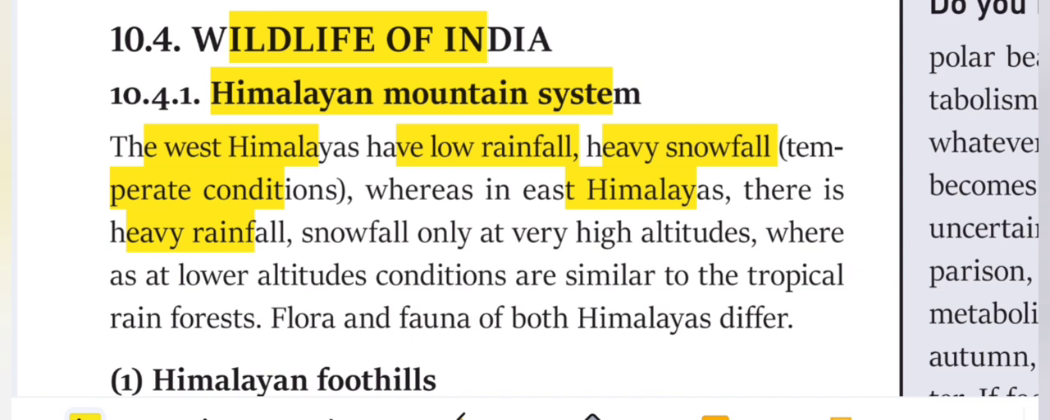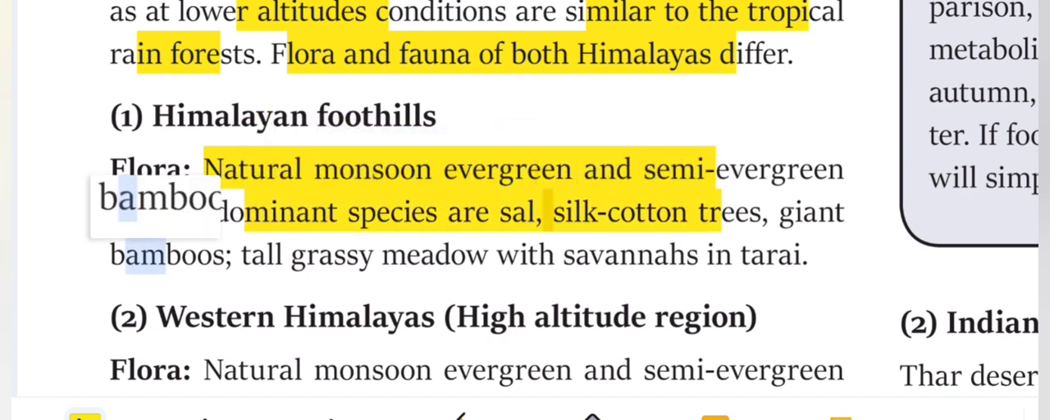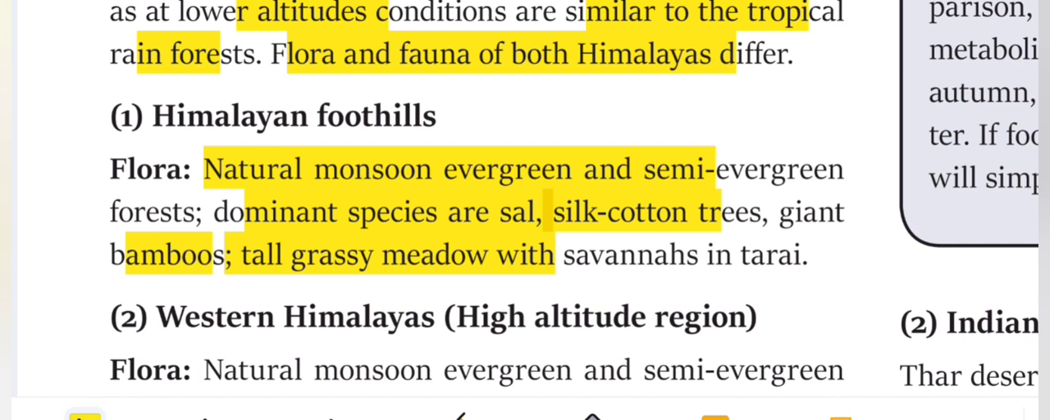So here is heavy rainfall and snowfall only at very high altitudes, where at the lower altitudes conditions are similar to tropical rainforest. Flora and fauna of both Himalayas differ. Now Himalayan foothills. So flora, natural monsoon evergreen and semi-evergreen forest. Dominant species are sal, silk cotton trees, giant bamboos, tall grassy meadows with savanna in Terai.